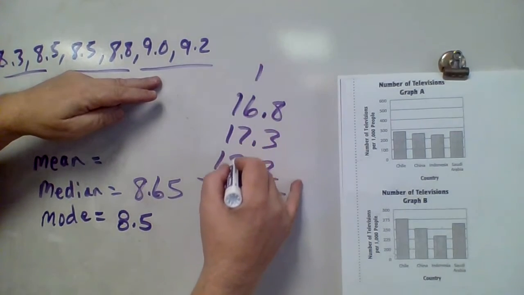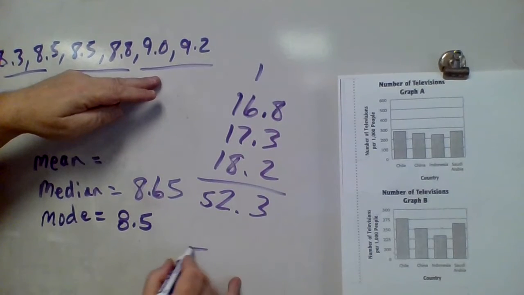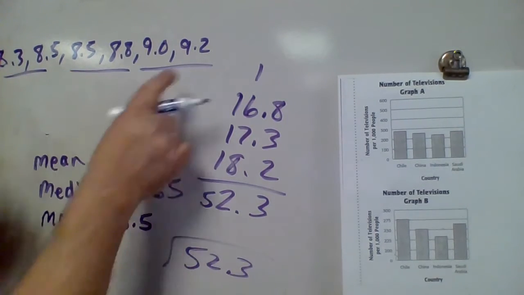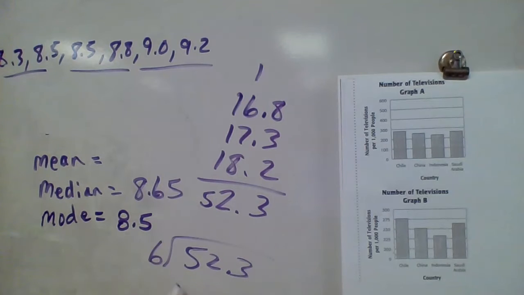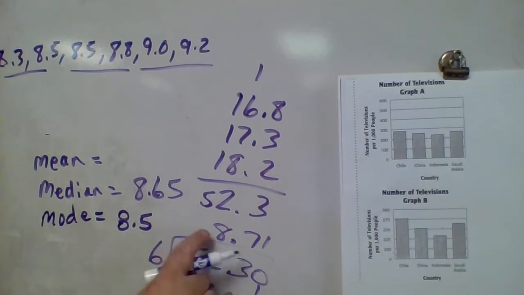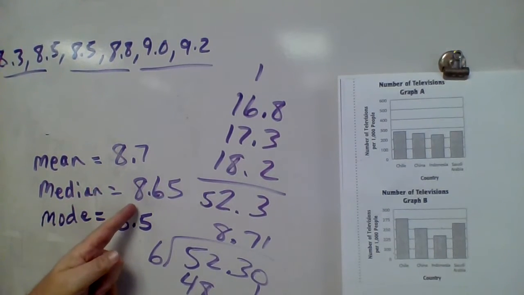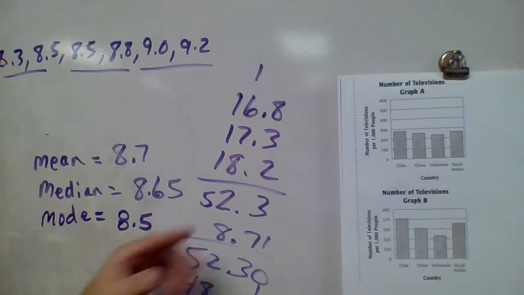Boom. 14 and 8 is 22. 5, I get 52.3. And we're going to divide by the amount of pieces of data, which is 6 in this case. 6 goes into that. Let's see, 8 times. 6 goes into that 7 times, 6 goes into that 1 time, let's round to the nearest tenth, 8.7. So I've got these 3 numbers. I've got a mean of 8.7, a median of 8.65, and a mode of 8.5.